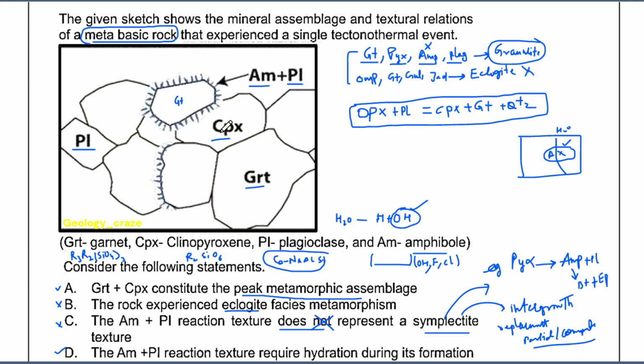In this way we have to understand this question. Initially I was unable to understand this garnet, CPX, and amphibole, but with this alone I delineated my option. Now I understand why this reaction happened. Initially we are not getting amphibole, so why are we getting amphibole? Now I understand this.